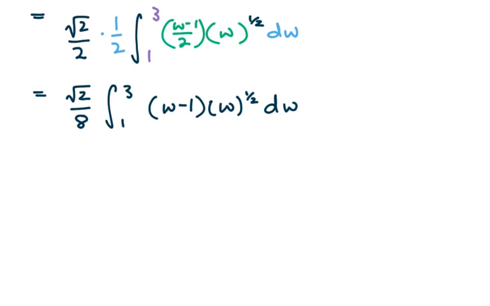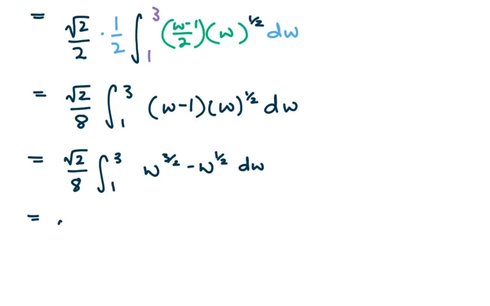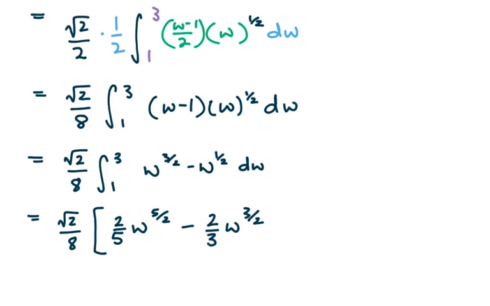Now this is easy for us to distribute and then integrate. So root 2 over 8, 1 to 3, I've got w to the 3/2 minus w to the 1/2 dw. And that's root 2 over 8 times, I have 5/2, so 2/5 w to the 5/2, minus, that's 3/2, so 2/3 w to the 3/2, evaluated from 1 to 3.